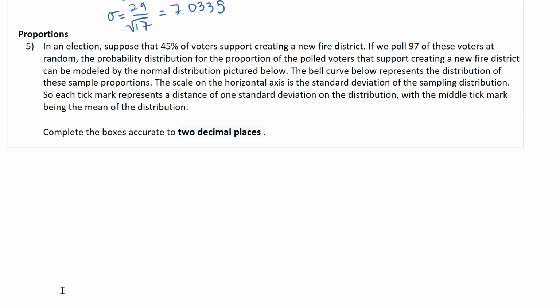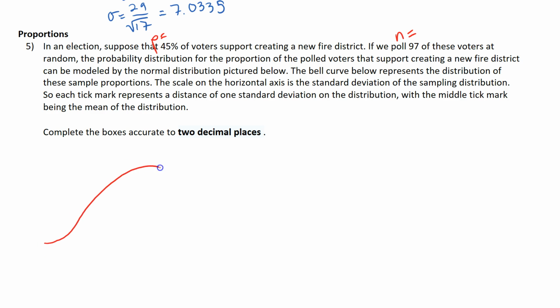And the last problem you struggled with was the proportion one. So here we're talking about proportions, categorical variables. It says in an election, suppose that 45% of voters support creating a new fire district. So this would be P, the proportion of the population who support this. And if we poll 97 of these voters, so our sample size is 97, the probability distribution for the proportion of the polled voters that support creating a new fire district can be modeled by the normal distribution picture below.